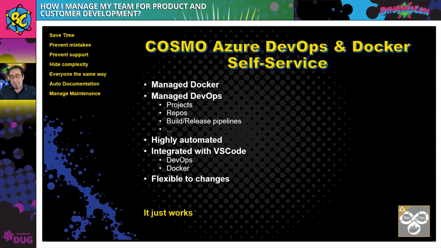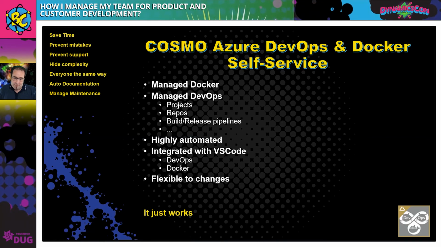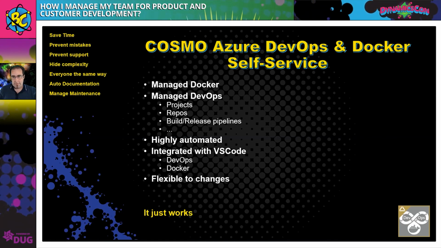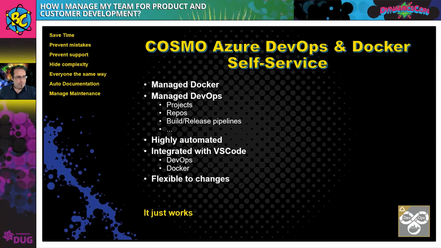If this had existed 20 years ago, when we invested in Docker and DevOps, it would have been a no-brainer for me to use. But in the meantime, we did invest in it, so that's basically why I don't use it. But do look at it. If you find that tooling might help you, this is a tool that is highly advanced and can help you. Just Google COSMO, Azure DevOps, and Docker self-service, and you should end up there.